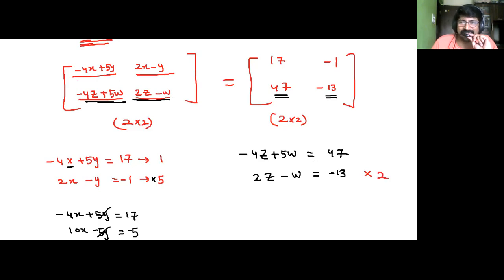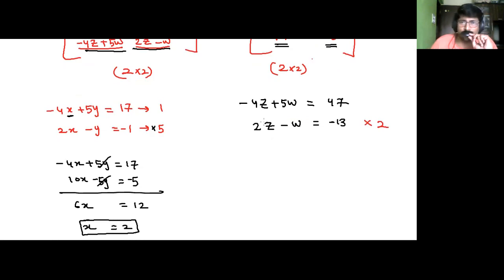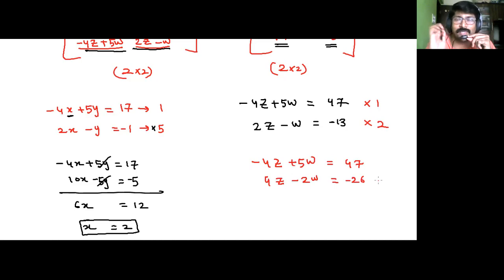Why just by 2? Why not by 5? Okay, you can do that too, because this will get cancelled. So I'm just copy pasting the question, guys. These two equations again I'm copy pasting, and I'll multiply this equation by 1. So negative 4z plus 5w is equal to 47. When I multiply by 1, the equation remains the same. And when I multiply equation number 2 by 2, it will become 4z minus 2w is equal to minus 26. Guys, do this simultaneous equation very carefully, because one small mistake and the entire sum turns out wrong. So do it very carefully.